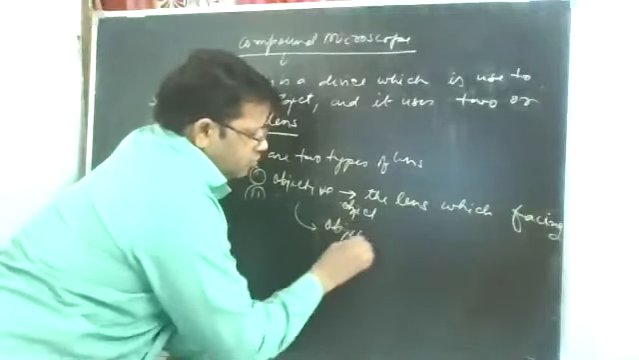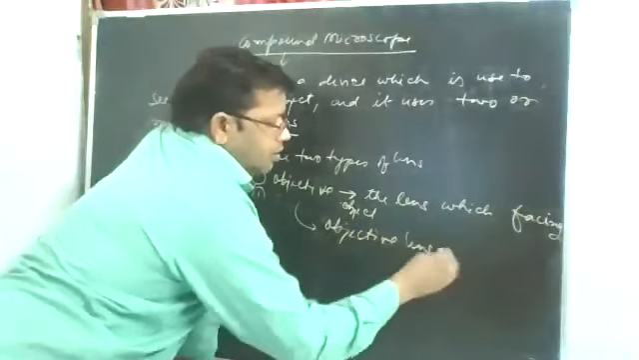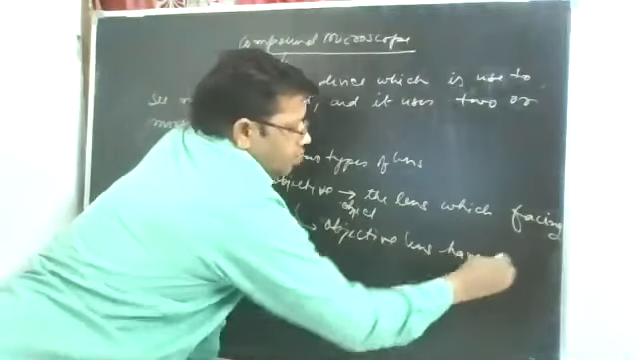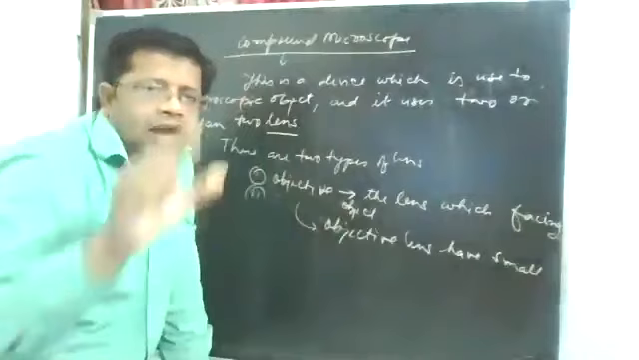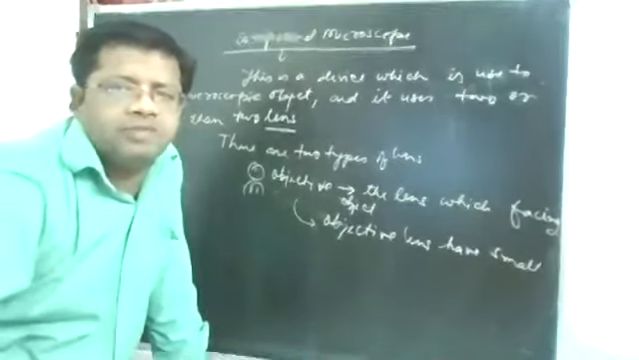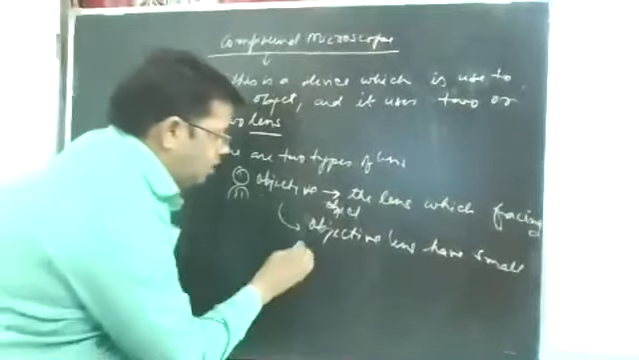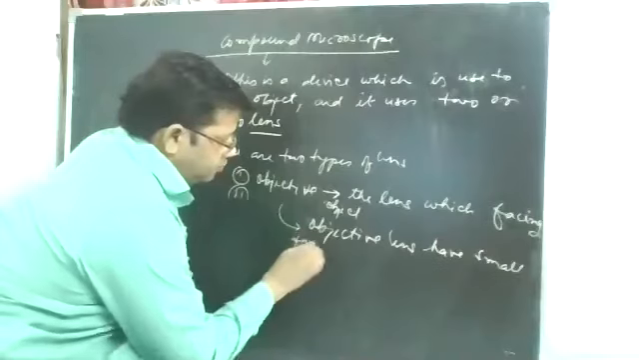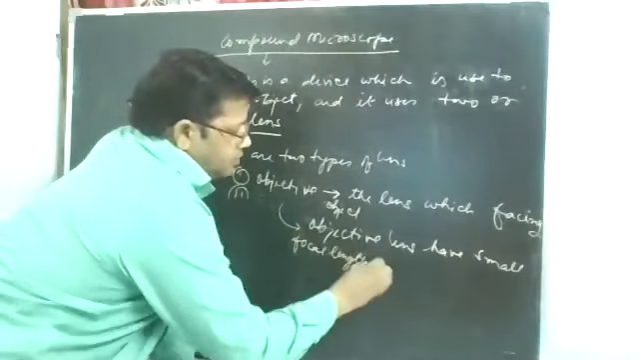What is the characteristic of this lens? The objective lens has a small aperture. Why small aperture? Aperture means size, diameter, linear aperture and angular aperture. I have already explained this. The objective lens has a small focal length and a small aperture.